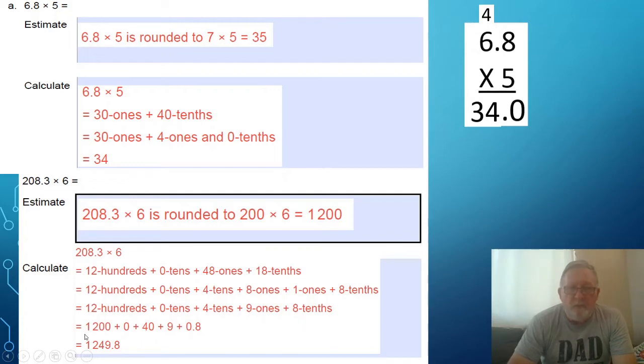And so if I move on to the next line here, I've got 1200 and no tens plus 4 tens plus 9 ones plus 8 tenths. Putting it all together, I've got 1,249 and 8/10.